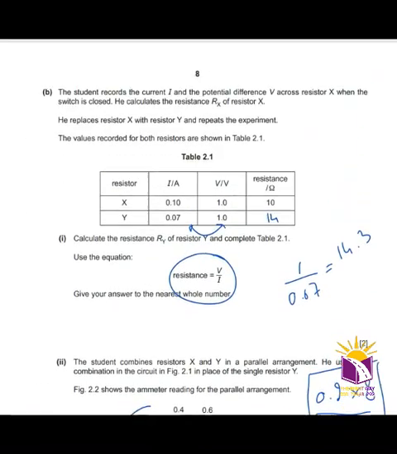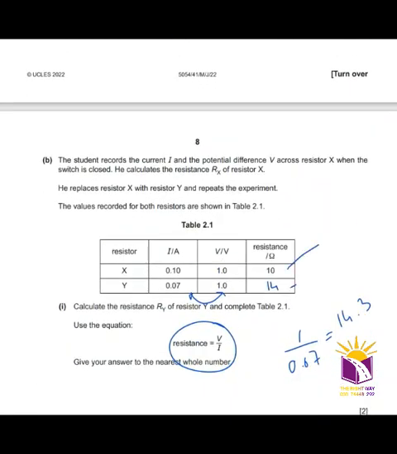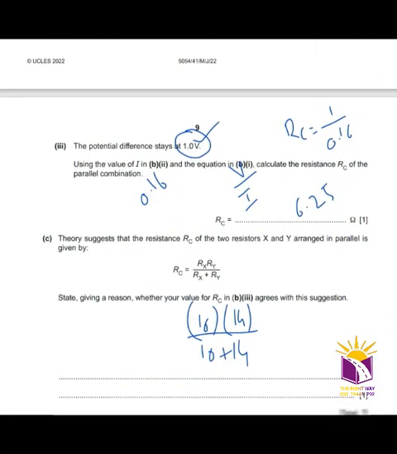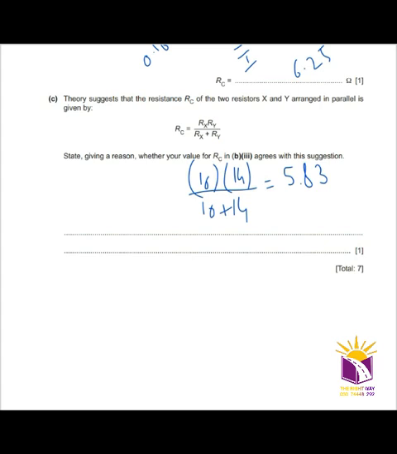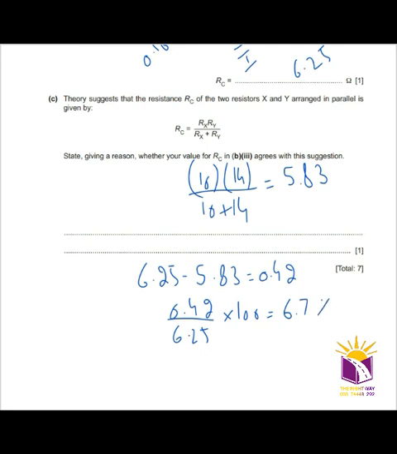What is Rx and Ry? These are the values of Rx and Ry, and it will be equal to 5.83. Now we are going to find the percentage error. We subtract 6.25 minus 5.83, and it will be equal to 0.42. Now the percentage error will be 0.42 divided by 6.25 multiplied by 100, and it will be equal to 6.7%.